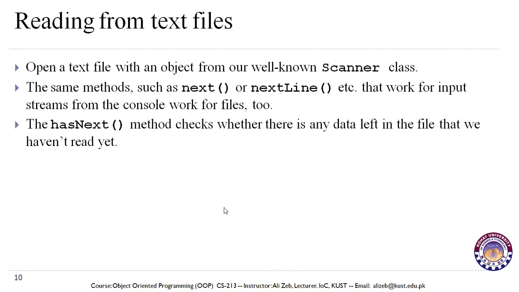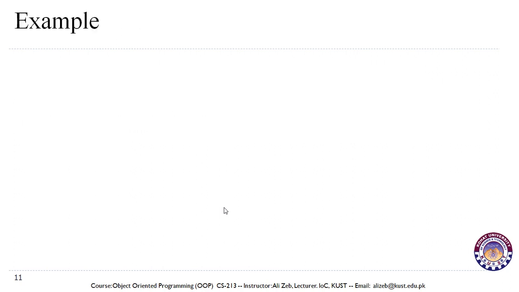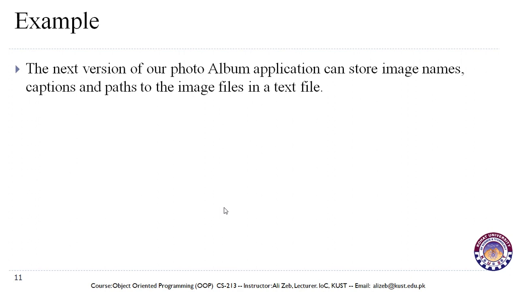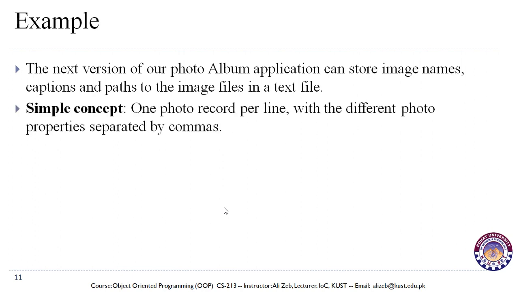The same can be used to read text from text files. The hasNext method checks whether there is any data left in the file that we haven't read yet. We will look at an example of how we can store image names for our photo album application. We want to store images with their names, captions and paths to the image files in a text file.